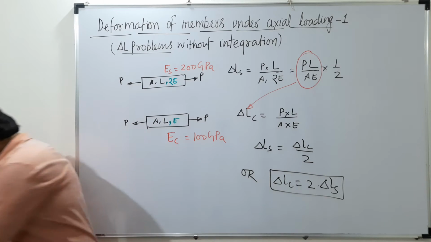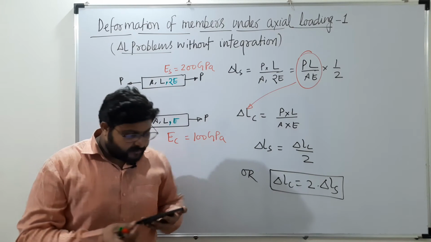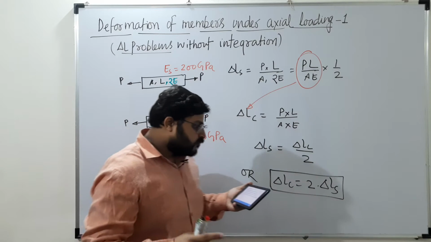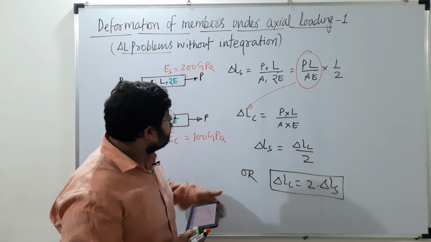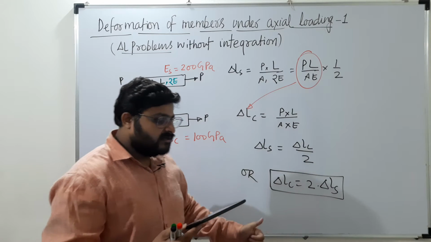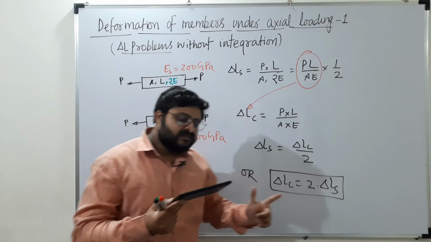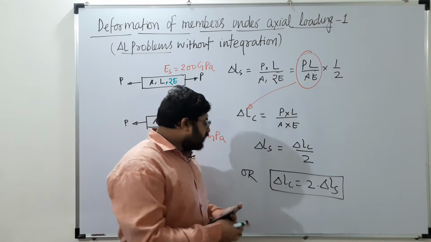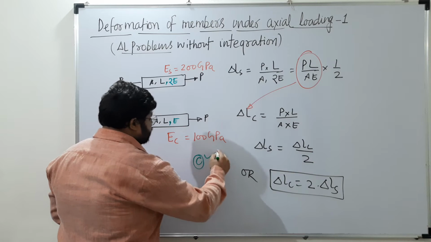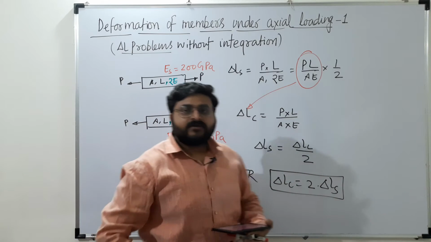Now the options are: both rods elongate by the same amount. No, it is not true. Mild steel rod elongates more than cast iron. No, it is not true. Mild steel elongates by half the amount of cast iron. Third, cast iron elongates more than the mild steel rod. So what appears to be option C seems to be correct. Option C seems to be correct.